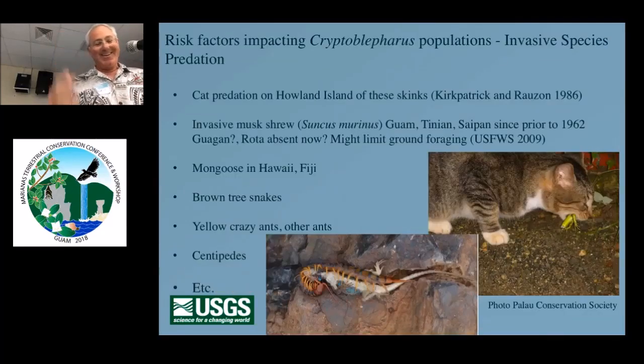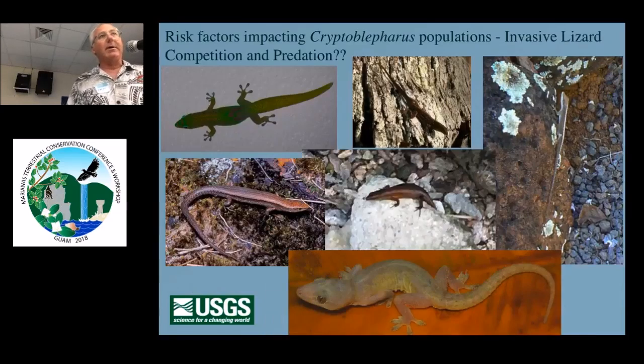So then I would just quickly talk about risk factors impacting Cryptoblepharus. So we've got cat predation has been described in the literature before. Here, I think musk shrews are probably a big issue. In Hawaii, we've got mongoose, brown tree snakes. Here, and then crazy ants, and then centipedes, etc. So there's a lot of things that eat these guys. Question time in a sec.